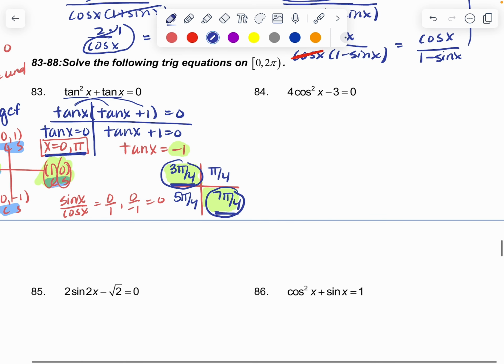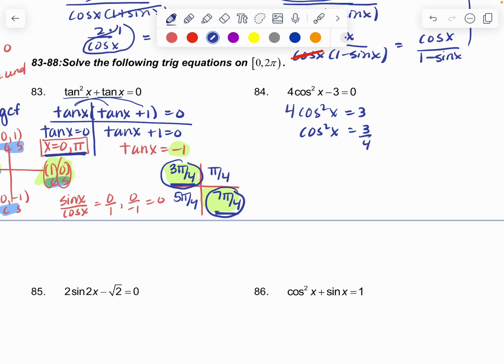Okay, this one I can't factor on the left, sadly. So let's just try to get the x all by itself. Let's add 3 to both sides. So I get 4 cosine squared x equals 3. Then let's divide by 4. So I get cosine squared x equals 3 over 4. And then let's take the square root of both sides. I'm going to go ahead and square root top and bottom. So it's going to give me cosine of x equals plus or minus the square root of 3 over the square root of 4, which equals 2.